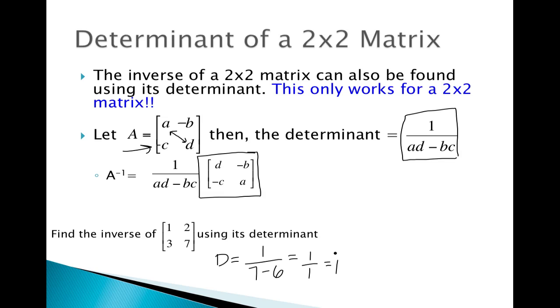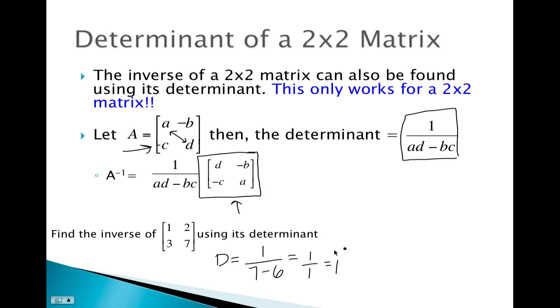So our determinant happens to be 1. It doesn't always end up that it's 1. It could be any kind of scalar number. But for this example, it's 1. So now we're going to multiply this scalar to our manipulated matrix.